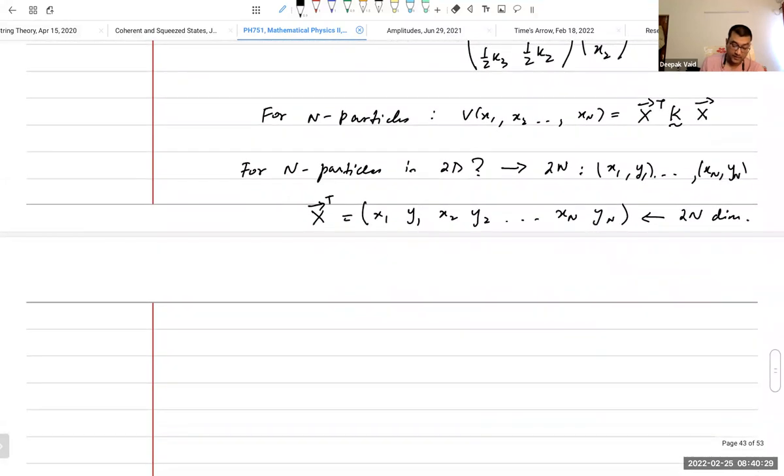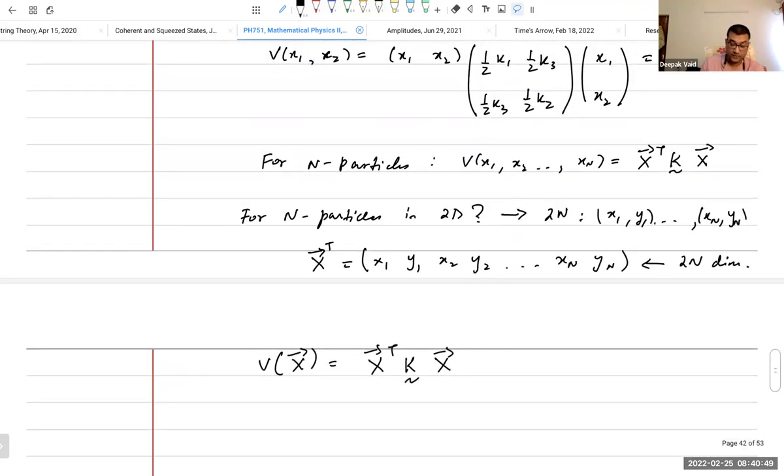And once again, I can write my potential function in the following form. I can write it as this position vector times some matrix K times the position vector. Again, so it is of the same form. Now, one thing you will notice is that I've collected all the components, the x components and the y components, and I put them all within the same vector, right?